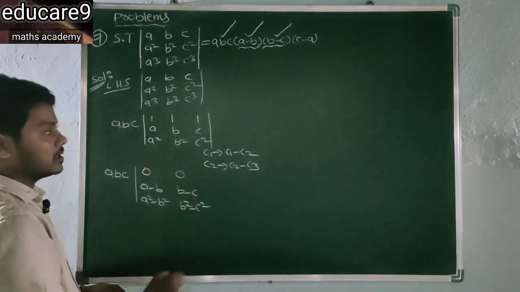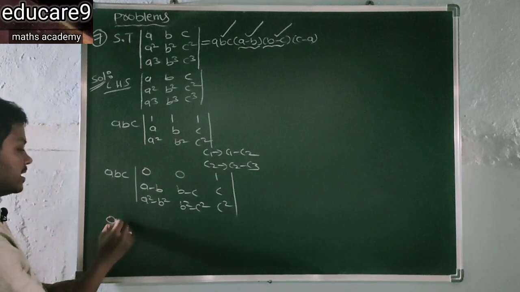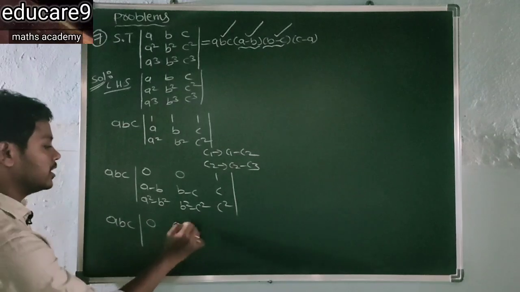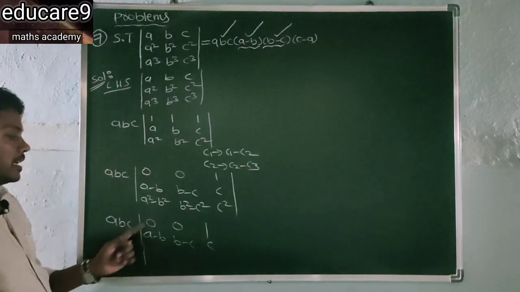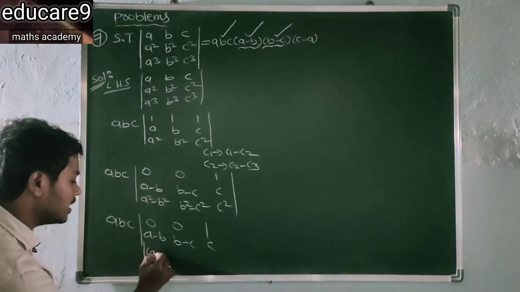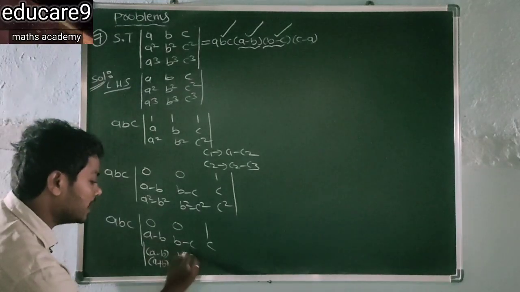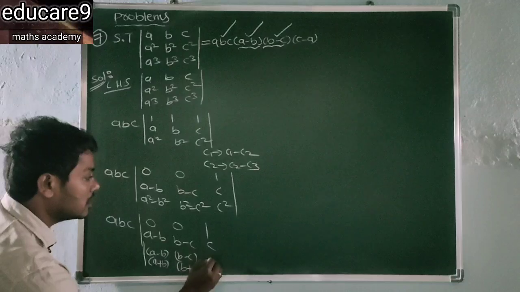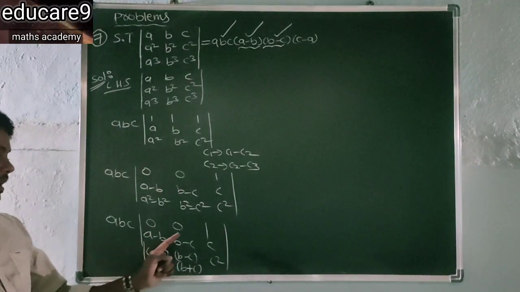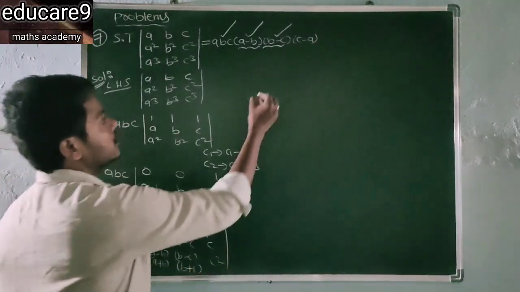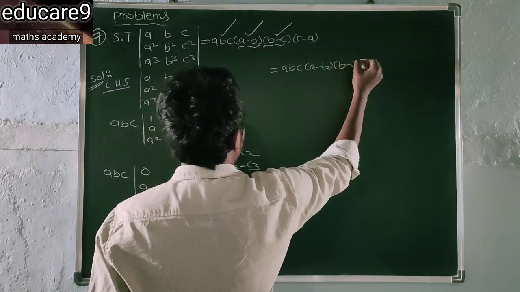B square minus C square, 1, C square. Now again this is ABC into 0 0 1, here A minus B, B minus C, C. A square minus B square write as A minus B into A plus B. Next one, B minus C into B plus C. This is C square. So clearly from first column A minus B is common, from second column B minus C is common. So this is ABC into A minus B into B minus C.